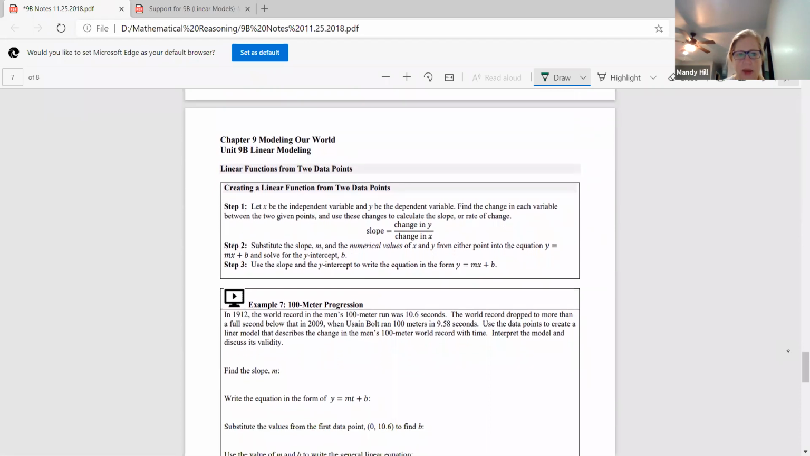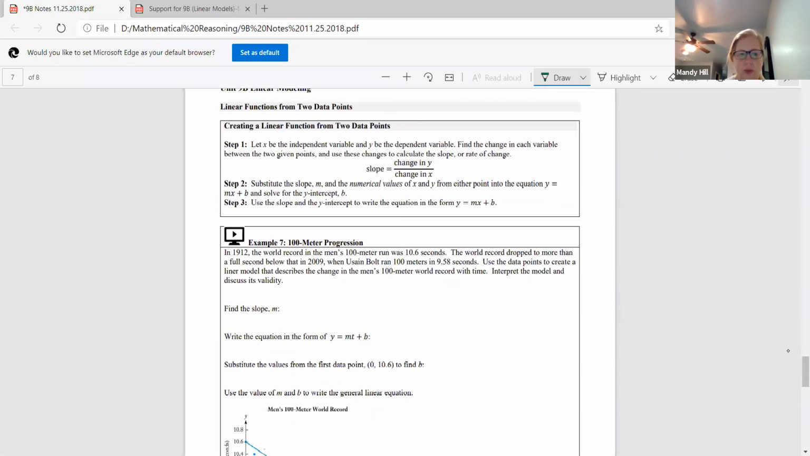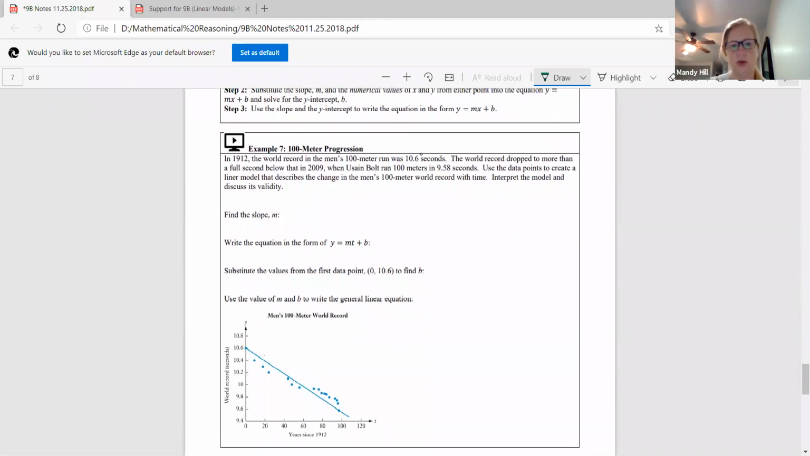So, creating a linear function from 2 data points. Let's just work through one of these problems here. In 1912, the world record in the men's 100-meter run was 10.6 seconds. The world record dropped to more than a full second below that in 2009 when Usain Bolt ran 100 meters in 9.58 seconds. And if you look on here, that's your y value.